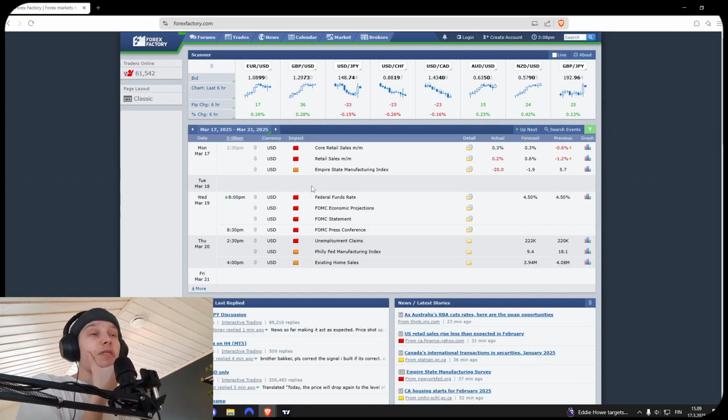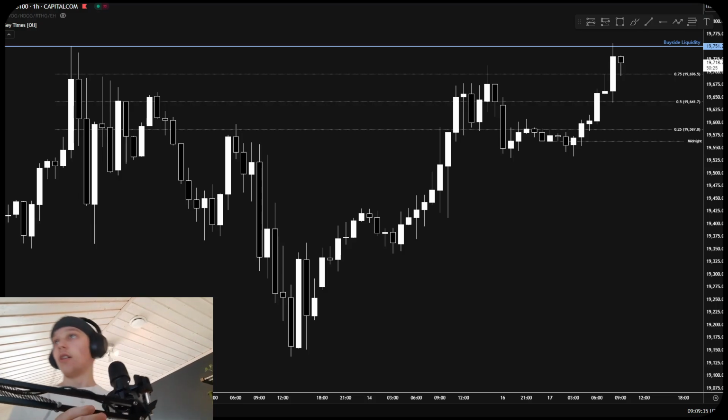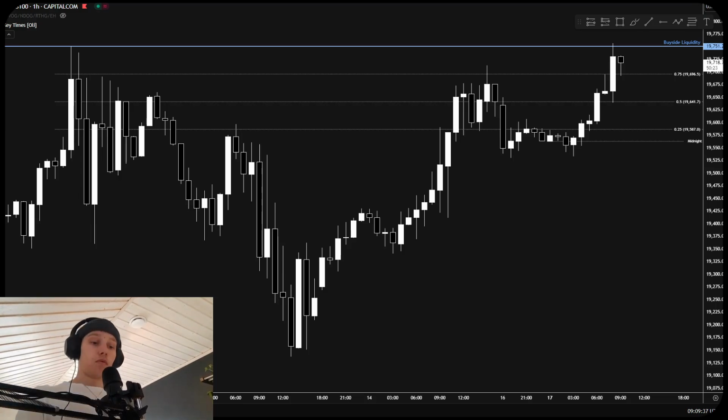But I think this is fairly good. Like the economic calendar, we are probably able to catch some good trades this week. So that's the case pretty much that I'm thinking about.